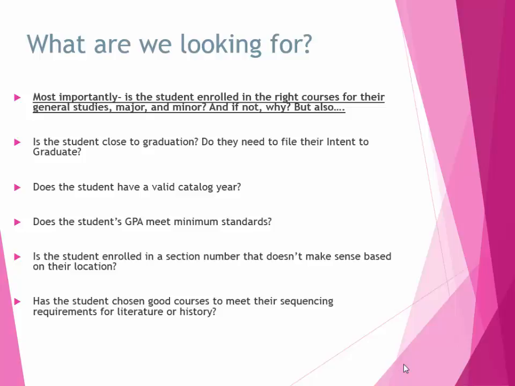We want to make sure that we check the section number as well, and if it makes sense based on their location. So no Orlando students registered for Montgomery classes. And we want to make sure that their sequencing requirement for the literature or history and the general studies is being taken care of, and we'll get more into that in a minute.